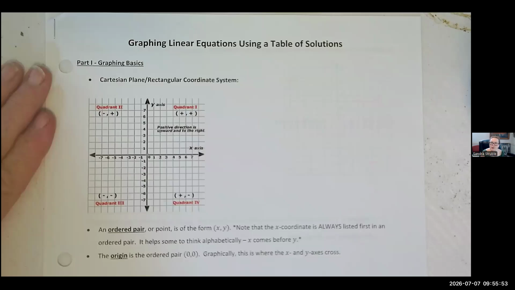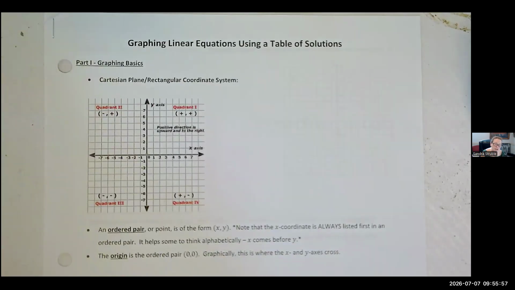Hey, yeah, let's cover the lecture for graphing linear equations using a table of solutions. So it's just going to be part one, graphing basics.